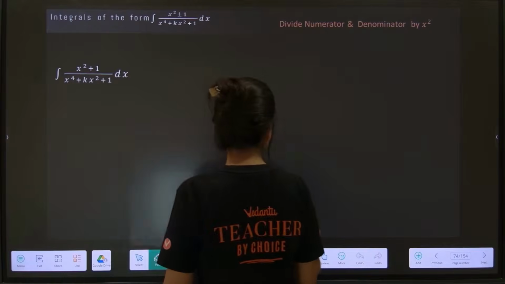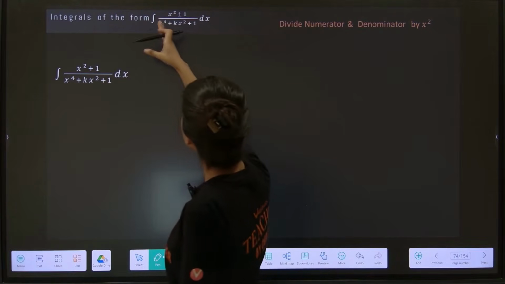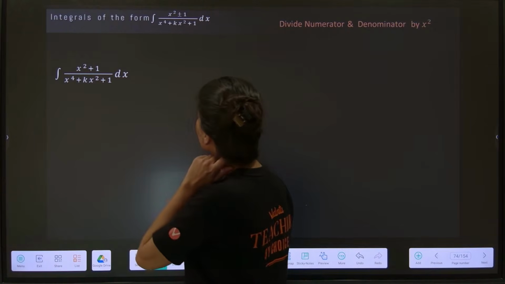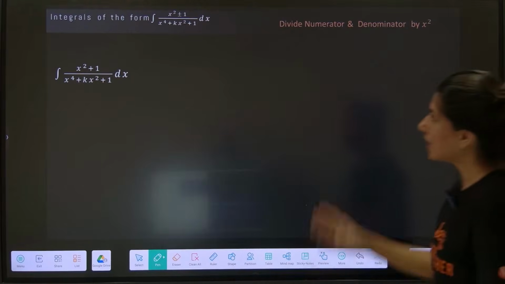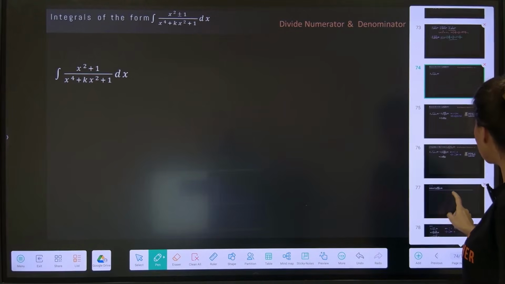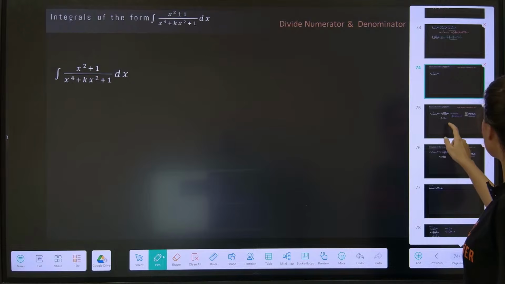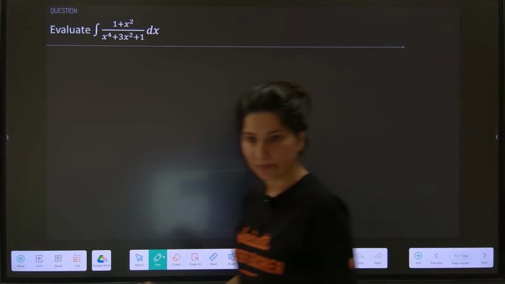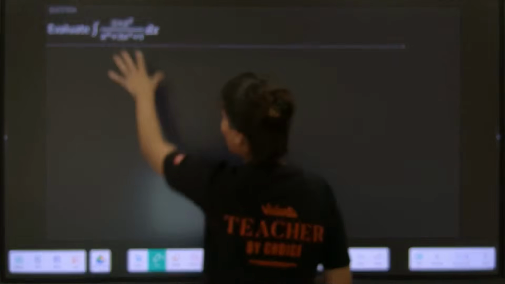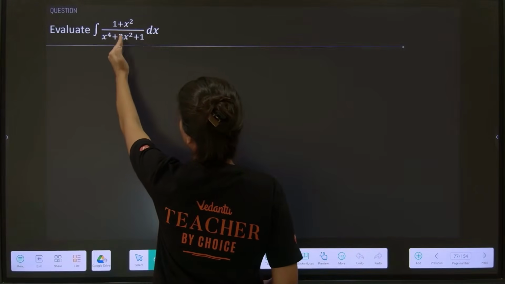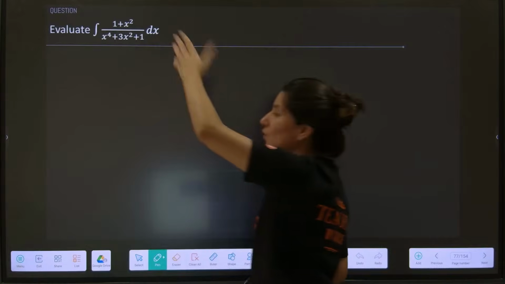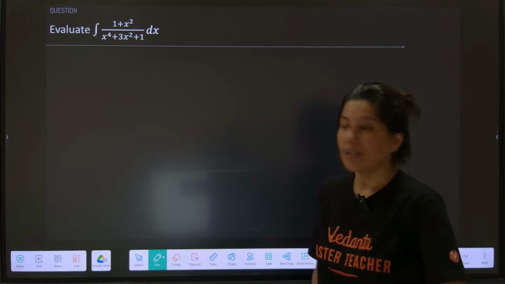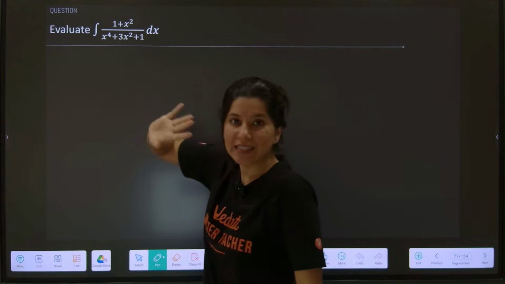Okay, so what is this? Integration of the type x square either plus 1 upon x power 4 plus kx square plus 1 or minus 1. This is the category of question. Now there are two categories. We'll tackle each category one by one. Very first category, chalo, let's do it by question only. This is the pattern: 1 plus x square whole upon x power 4 plus 3x square plus 1. So basically in the numerator it will be either 1 plus x square or 1 minus x square. In the denominator there will be x power 4 plus 1 plus kx square.